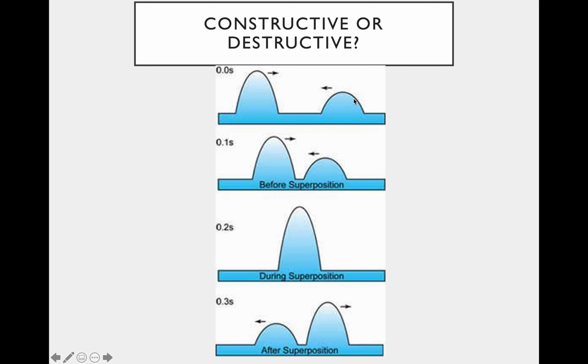So to look at this, constructive and destructive, they're both going. In this case, they meet and they keep going past. This is, of course, constructive because the final wave gets bigger. If the final wave gets smaller, it's destructive.